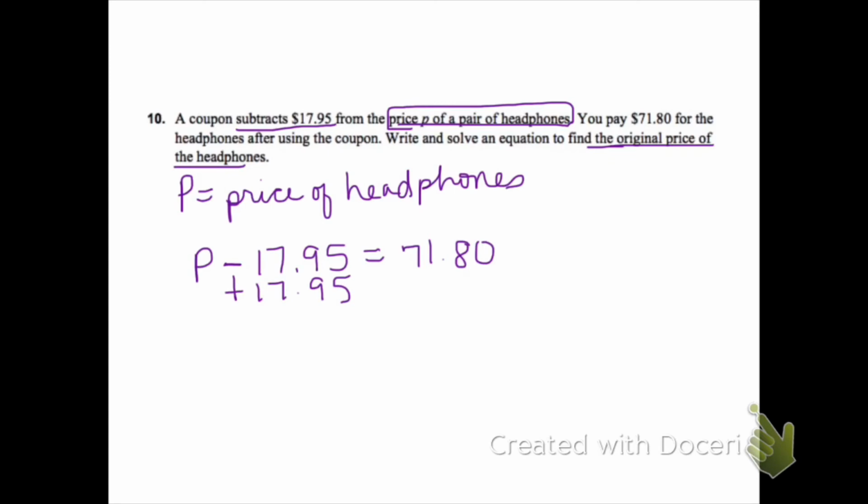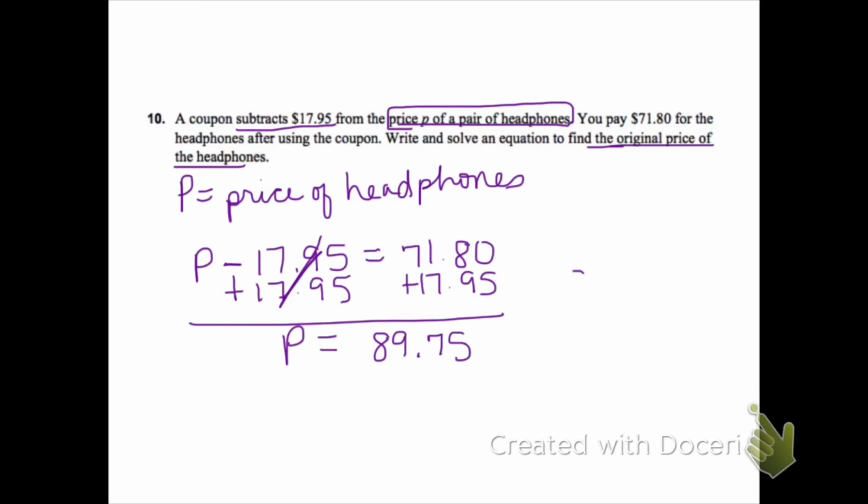All right, so now we're simply undoing a subtraction problem. We'll add the $17.95 to both sides. We double check over here that that's 0. Bring down P. When we add this together, we're going to get $89.75. And then don't forget to use a label, because what is it? It is $89.75 that is equal to P, the original price of the headphones.